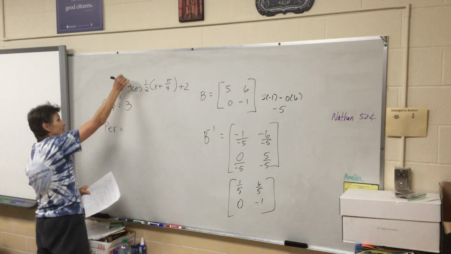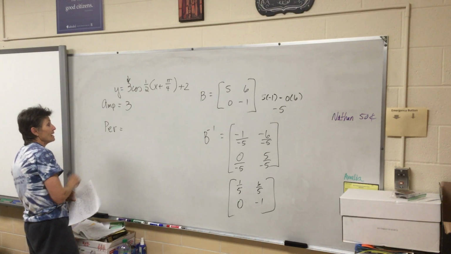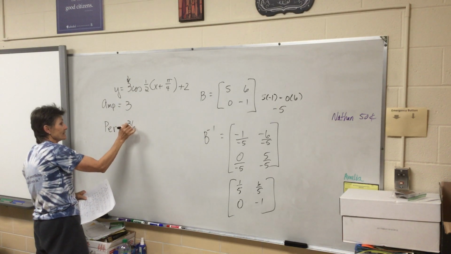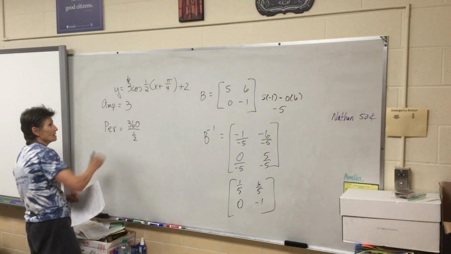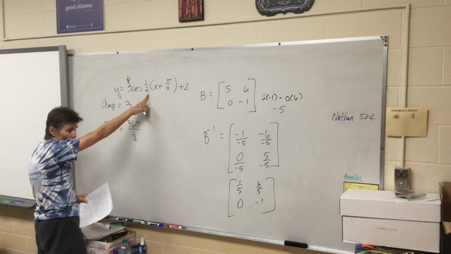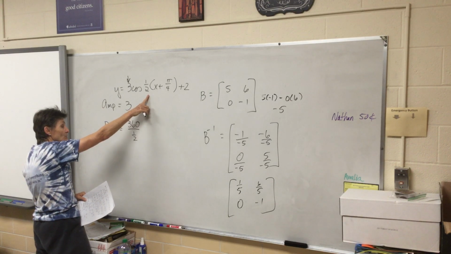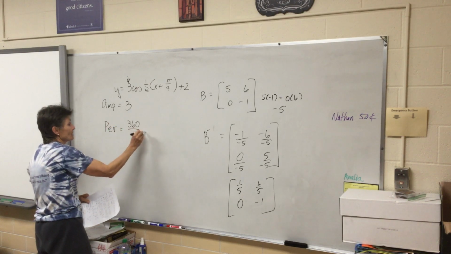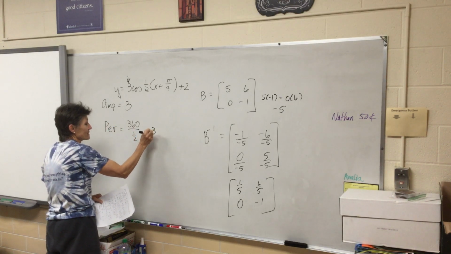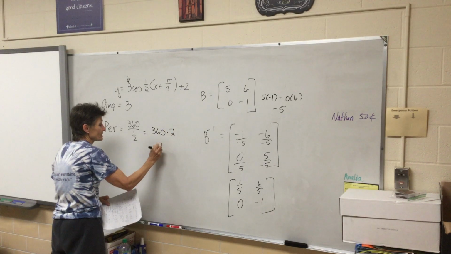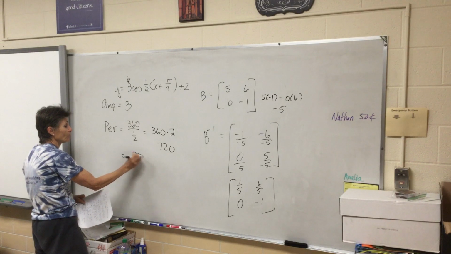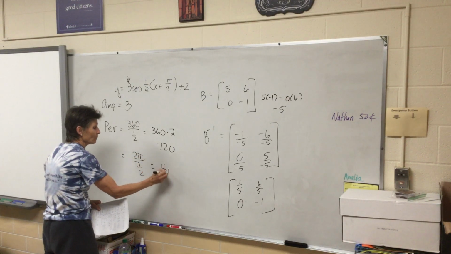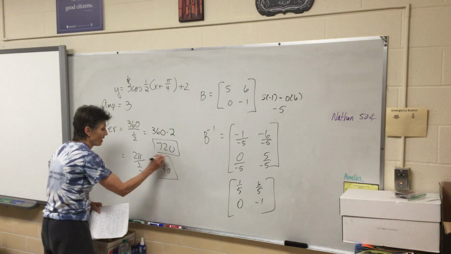Amplitude is this number right here, and period is 360 divided by that number right there. So it's always 360. The normal period of a sine and cosine is 360 degrees. And we're going to divide that by a half. So that is 360 times 2, which is 720. If you prefer to do that in radians, it's 2 pi divided by a half. So that would be 4 pi. Either of these is fine.